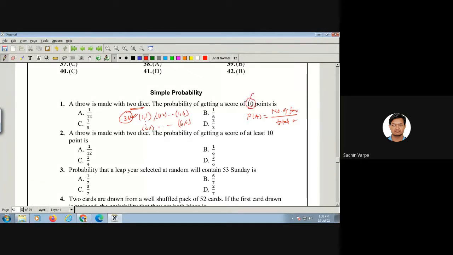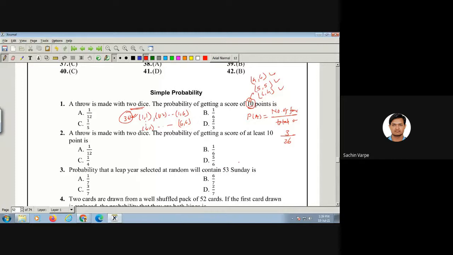So what are the favorable outcomes for getting a score of 10? It will be 5 plus 5, meaning the first die gives 5 and the second die gives 5. Then 4, 6 will also be there, and 6, 4. These are the only 3 cases which give exactly 10 points. So that is my favorable outcome, and the probability is 3 upon 36.